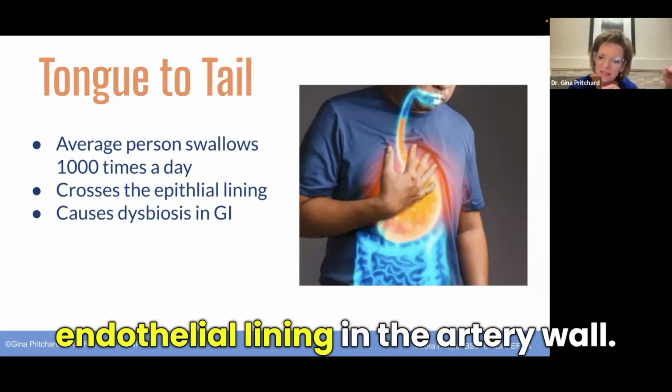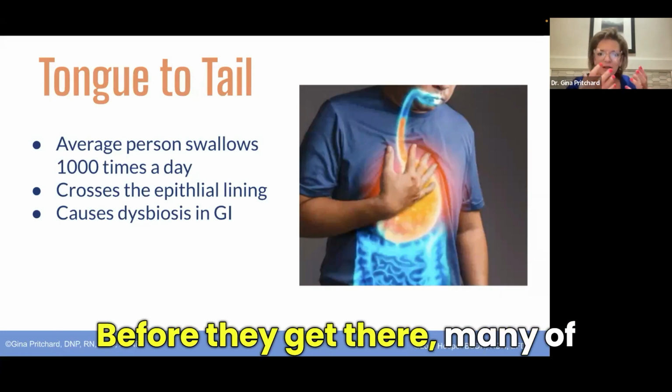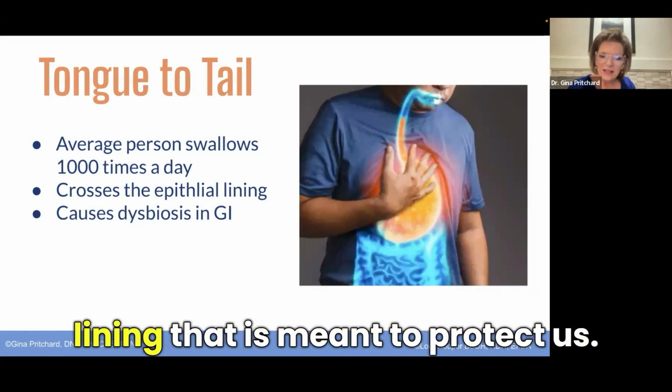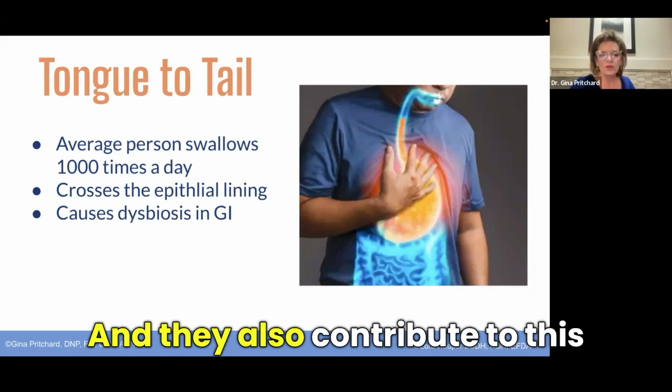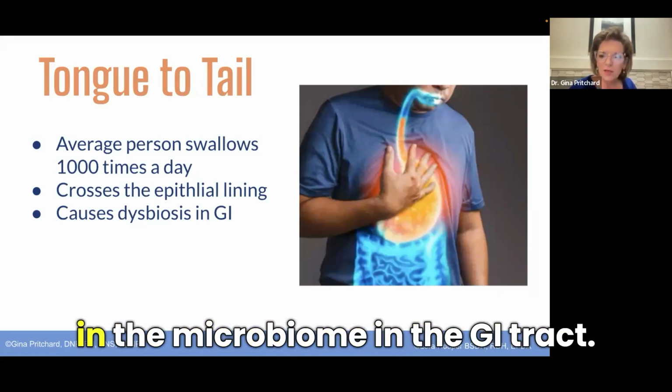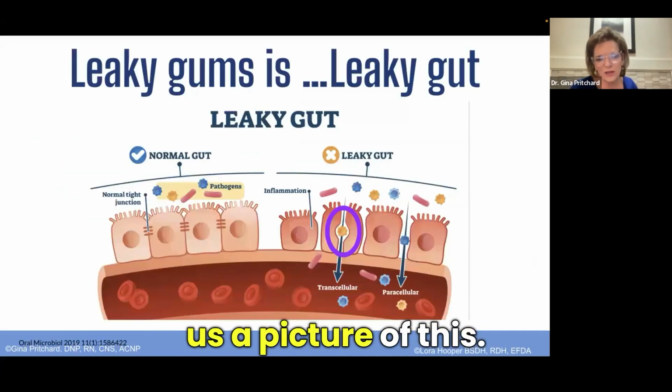like we were talking about the endothelial lining in the artery wall. Well, before they get there, many of them in the GI tract cross this lining that is meant to protect us. And they also contribute to this dysbiosis, or this lack of health in the microbiome in the GI tract. So the next slide shows us a picture of this.